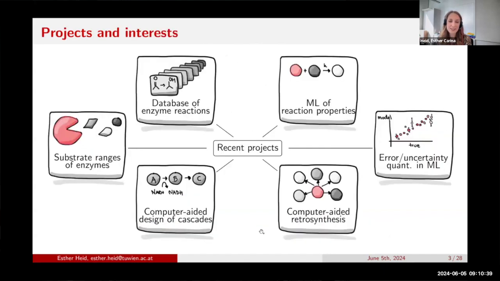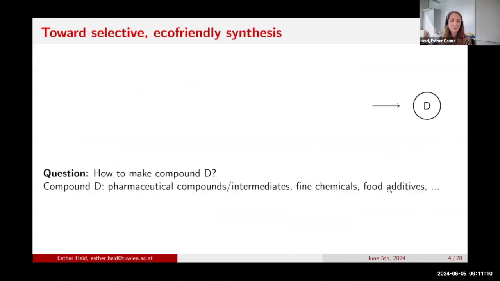And I'm interested in enzymatic reactions in various flavors, ranging from databases to predicting the substrate ranges, computer-aided cascades, but also a more theoretical approach of how do we represent reactions in general for machine learning? How can we do retrosynthesis both for biochemical reactions and organic reactions? And some of my recent work has also focused on uncertainty quantification. I'll not talk about that today, but there's a really new cool preprint on ChemRxiv that you can check out if you're interested in that.